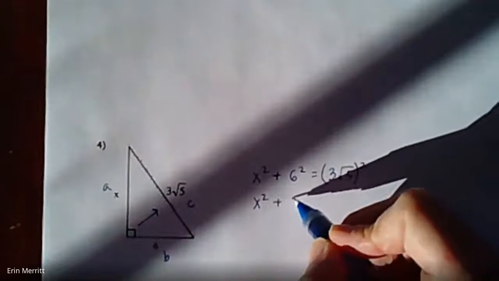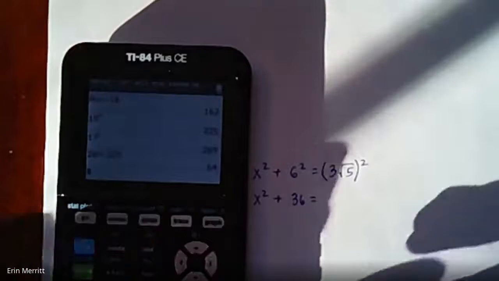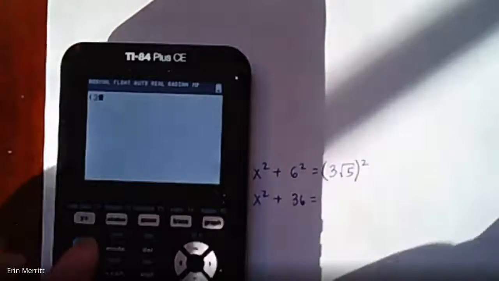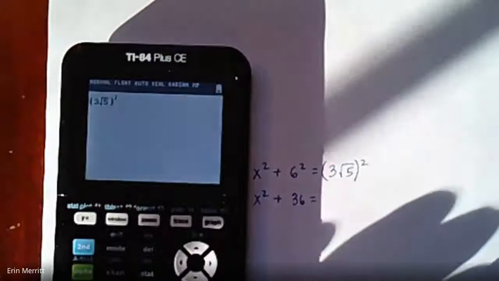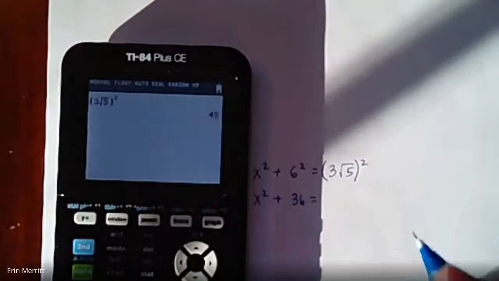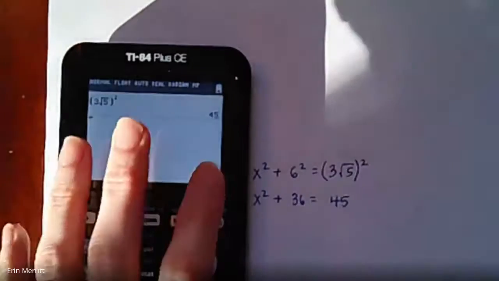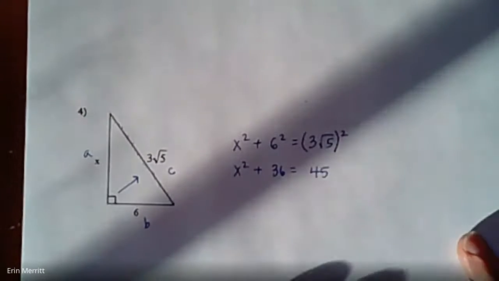Because 6 squared we can do in our head, 36. If it's easier, grab your calculator, right? And then what we can do, breaking that up a little bit, is in parentheses 3 radical 5, close up the parenthesis, and then square it. When we do that, we end up with 45. If you don't put the parentheses around it, it will give you a different answer, which is incorrect. So make sure: parentheses and then square it.